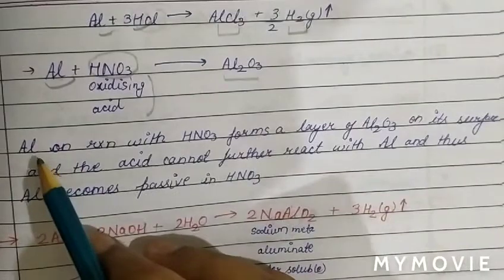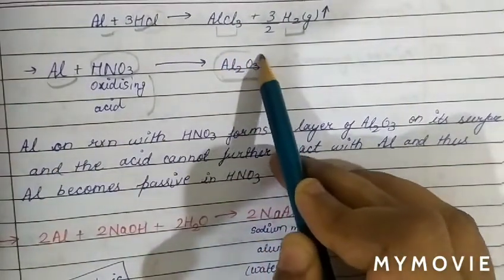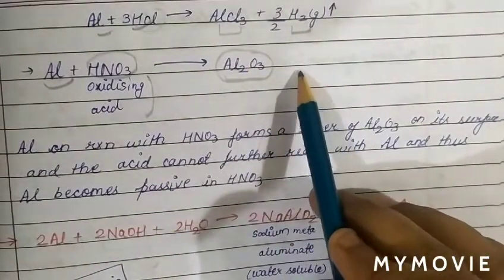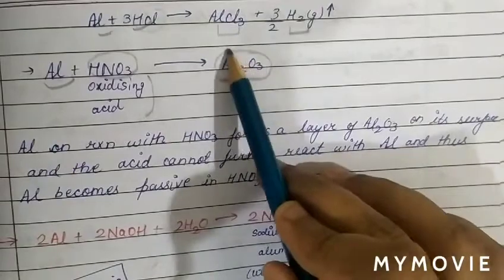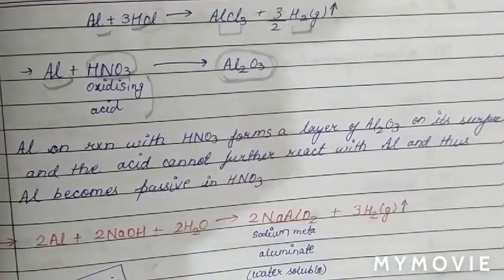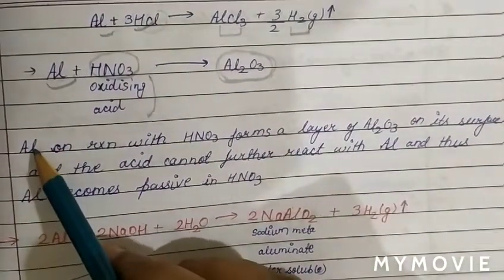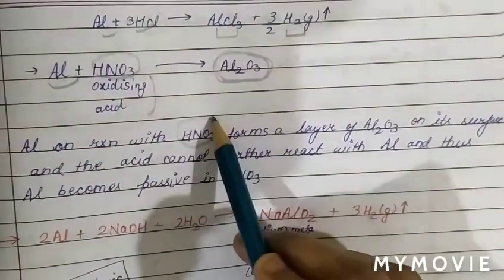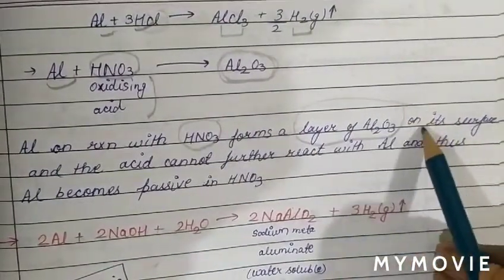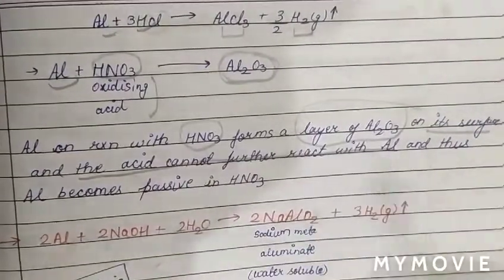So basically we know the layer of Al2O3 is thin, strong and hard. So this layer we call the protective layer. After formation of the layer of oxide, it becomes passive towards reaction with HNO3. So when aluminium reacts with HNO3, it forms a layer of Al2O3 on its surface, and the acid cannot further react with aluminium.